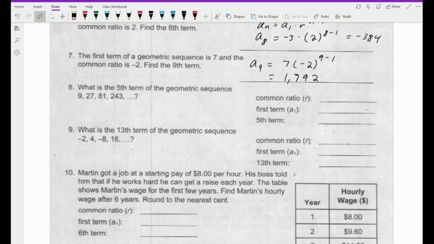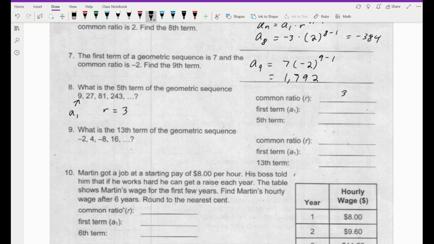Number 8. What is the 5th term? We know the first term is 9. The common ratio: 9 times what would give us 27? Let's say it's 3. And we can always check it. We do 27 times 3, we get 81. So it checks.